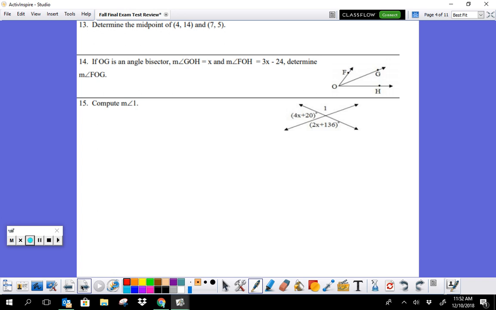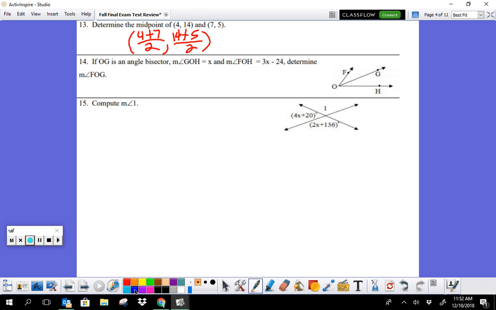13, determine the midpoint of those two numbers. The midpoint formula is on the formula chart, but it's pretty obvious. Just think, if you were to get the middle between two grades, you would add your grades and divide by 2. That's exactly what we're doing. So we're going to do that for the x values. So I'm going to have 4 plus 7 divided by 2, and then 14 plus 5 divided by 2 for my y's.